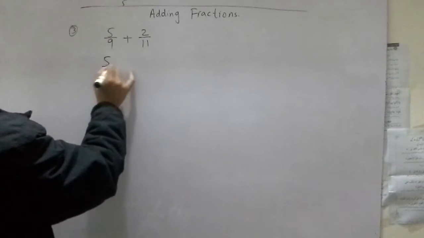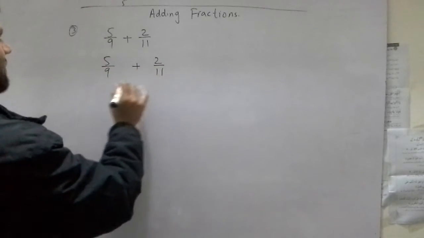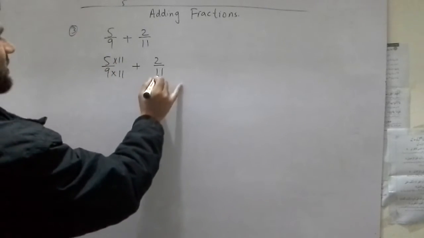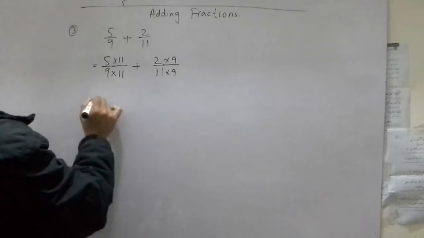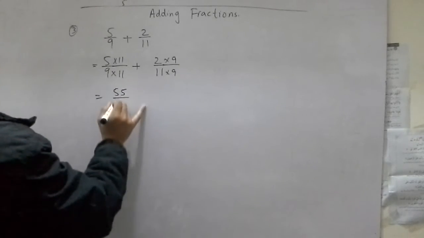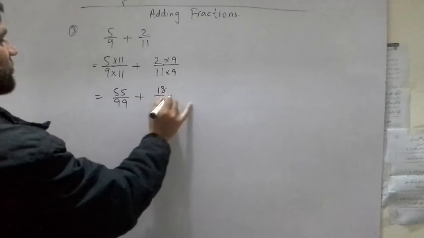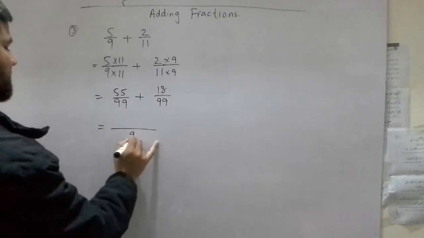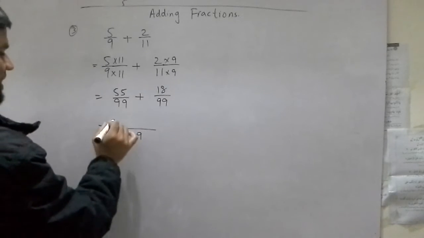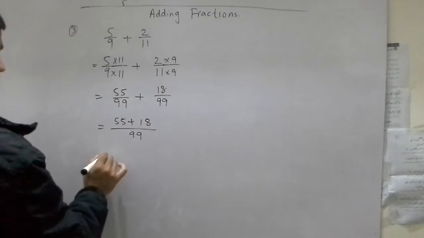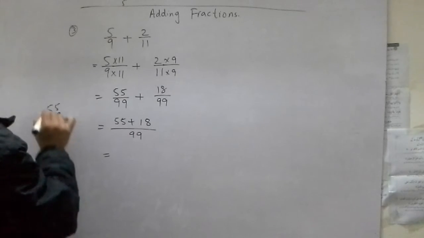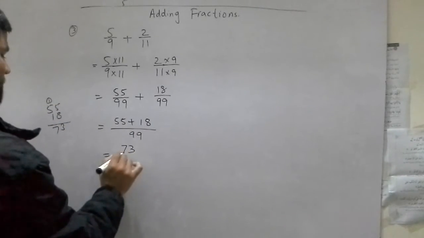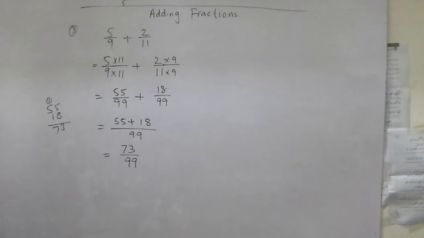So copy these fractions down, don't change anything in the question, and multiply it by 11 here and on the numerator, and multiply this 11 with 9 to get 99, and with the numerator as well. Now we can simplify. 5 times 11 is 55, over 9 times 11 is 99, plus 2 times 9 is 18, over 11 times 9 is 99. Now since we got 99 as our LCM, the top numbers can be added now. So 55 plus 18 gives us 73 over 99. Now this is our final answer, which cannot be further simplified. It is a proper fraction.